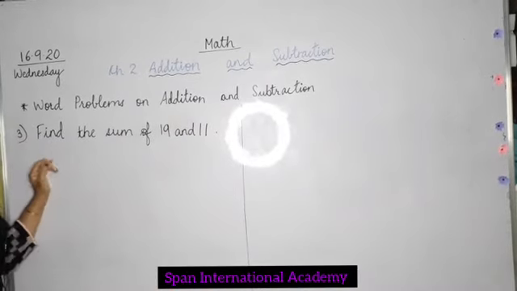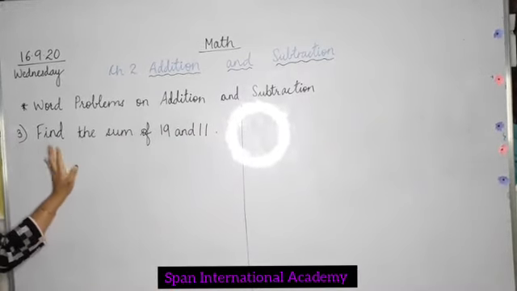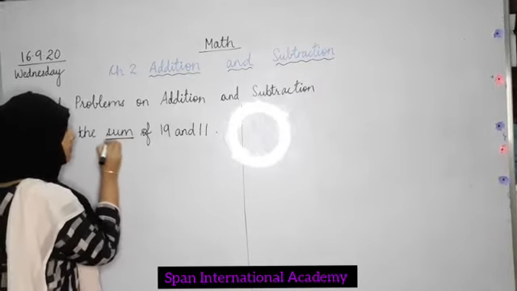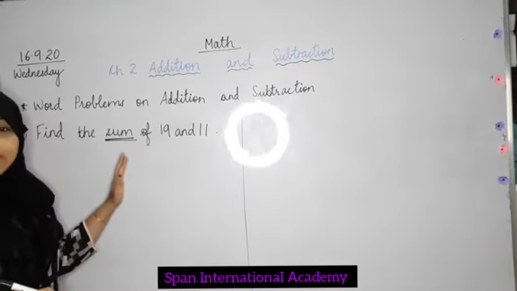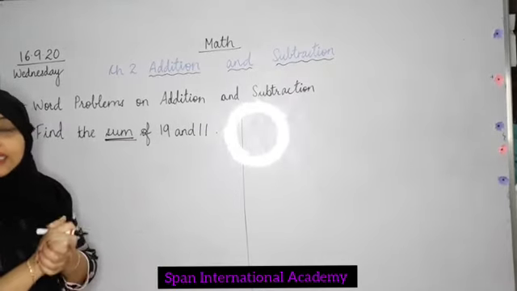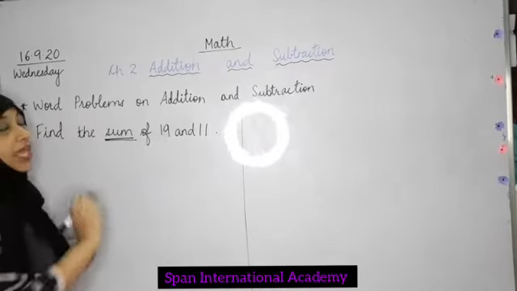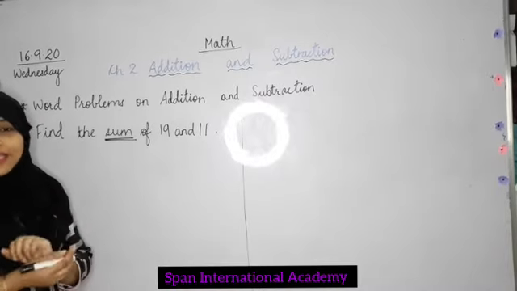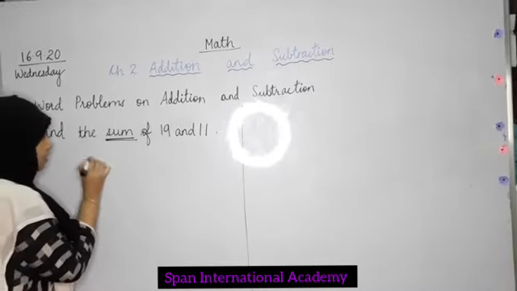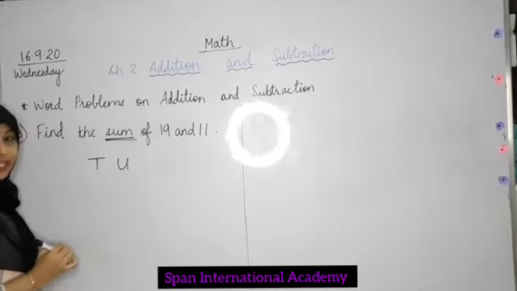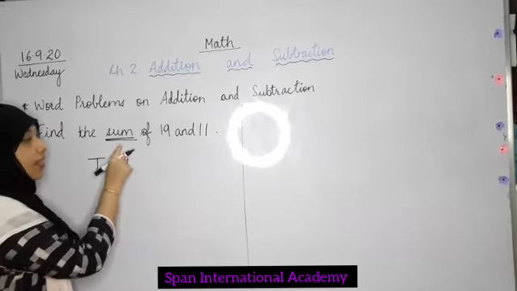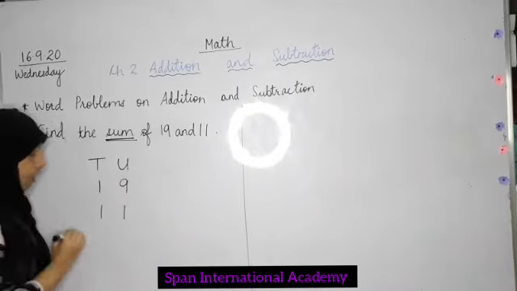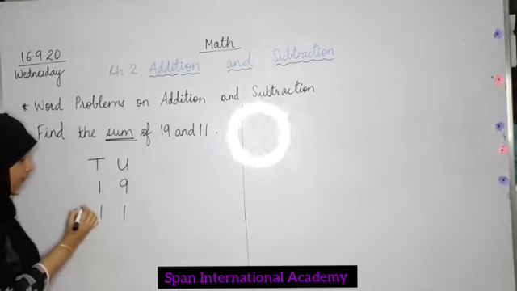Now our third sum. We have what is written over here? Find the sum of 19 and 11. Sum means, yes, the total. We have to find the total of 19 and 11. So what are we going to do? We are going to, yes, absolutely right. We are going to add. So I'll quickly write T and U, that is tens and units. Sum of 19 and 11. So I'll write 19 and 11. And what are we supposed to do? Add. So this is my plus sign.